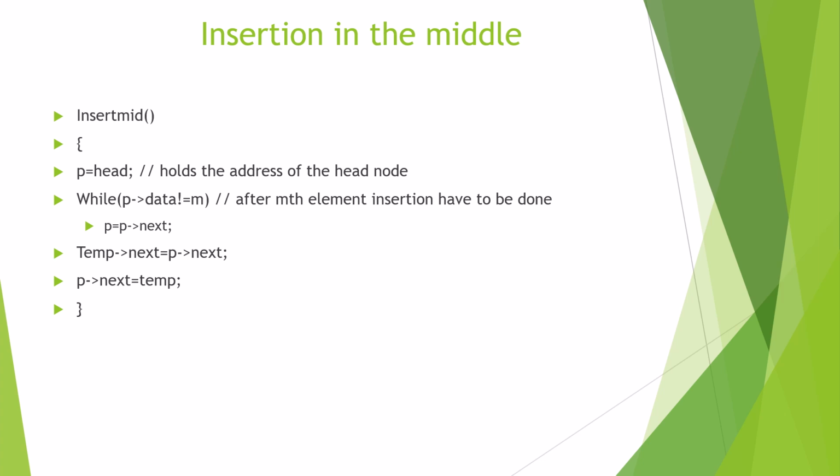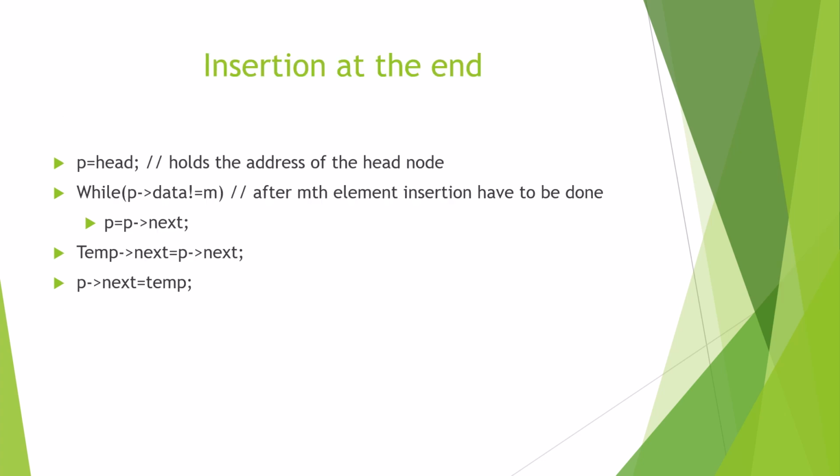When we reach that target, then p's next is placed inside the temp node's next, and the temp is placed inside p arrow next. Temp is nothing but the address of the temporary node, which is placed in the next field of the p node. And the final one is insertion at the end.